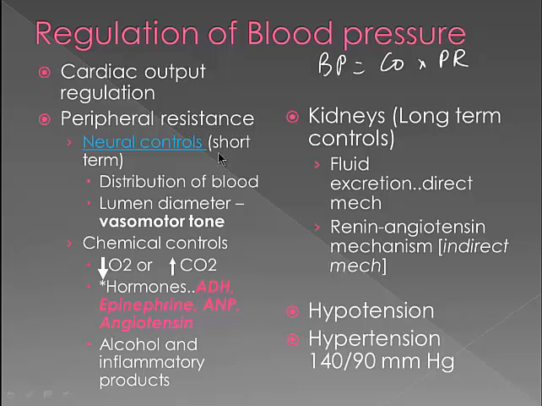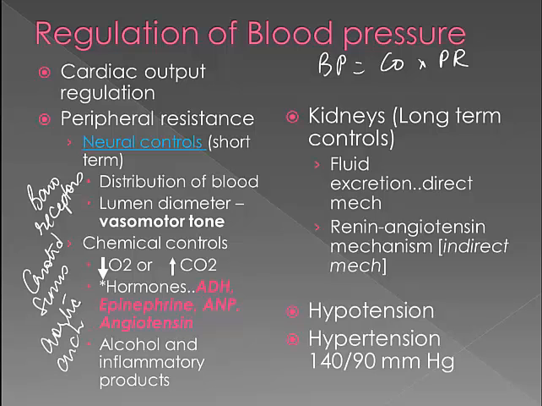There are some short-term controls, and this is under the nervous system. These short-term controls are called neural controls, and they are through what are known as baroreceptors, and these are present in the carotid sinus and aortic arch. Whenever the blood pressure is low, these baroreceptors sense this low blood pressure, so they send responses to the cardiovascular centers in the medulla.